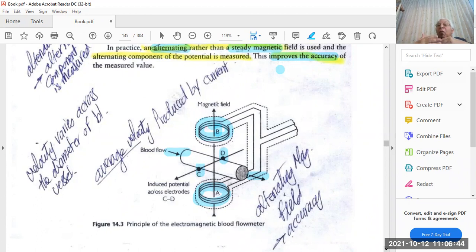The velocity of blood, of course, is affected by the diameter of the tube, which is, of course, not constant. So the net result is the flow will be average, not the mean flow. So this is the principle of the electromagnetic flow meter.